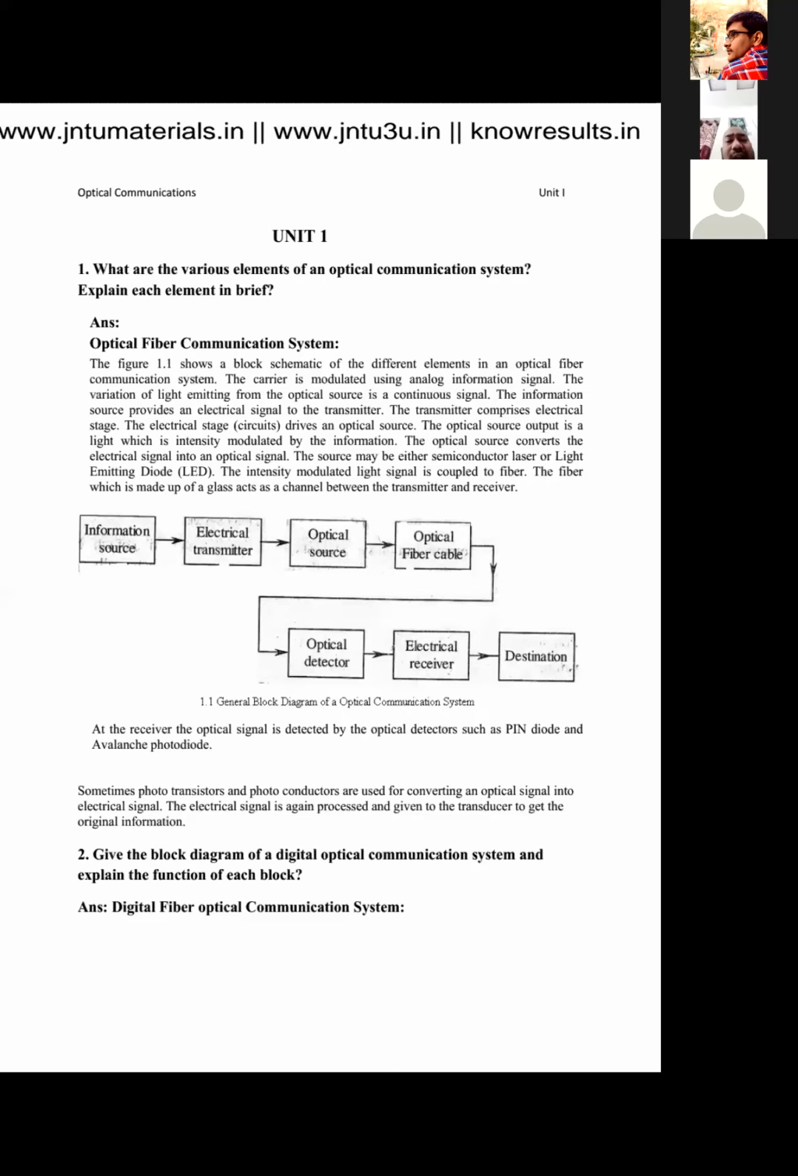Digital means what you have to do at the transmitting side, you will encode. I repeat, at the transmitting side, you will encode the data. As you are sending the digital data, binary data, you will encode. Encode means you will apply some code and you will send. At the detector, what will you do? You will again demodulate. Demodulate in the sense you will decode there. Now let us see that.